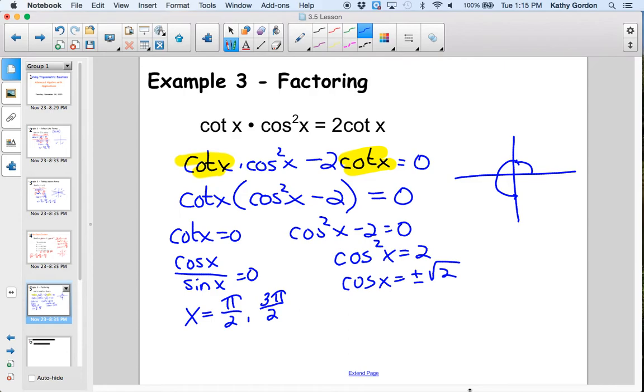Because I've gotten rid of all the numbers, so there's no amplitude to stretch it out, there's nothing to make it funky. I'm just looking at a plain old cosine x. And for plain old cosine x, I have to get answers that are somewhere between -1 and +1. -1.4 and +1.4 are out of that interval. So what that tells me is that this factor doesn't give me anything, because it's not possible. So the only possible answers I could get are those two right there.